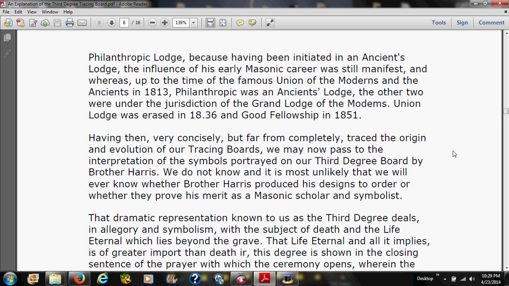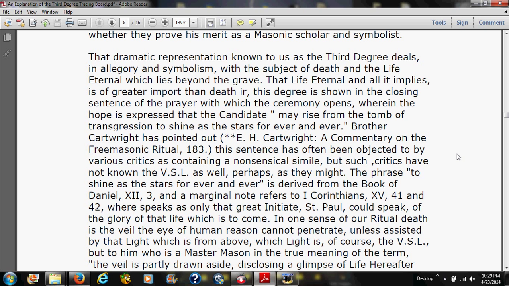Having then very concisely, but far from completely, traced the origin and evolution of our tracing boards, we may now pass to the interpretation of the symbols portrayed on our third degree board by Brother Harris. We do not know, and it is most unlikely that we will ever know, whether Brother Harris produced his designs to order or whether they prove his merit as a Masonic scholar and symbolist. That dramatic representation known to us as the third degree deals, in allegory and symbolism, with the subject of death and the life eternal which lies beyond the grave.